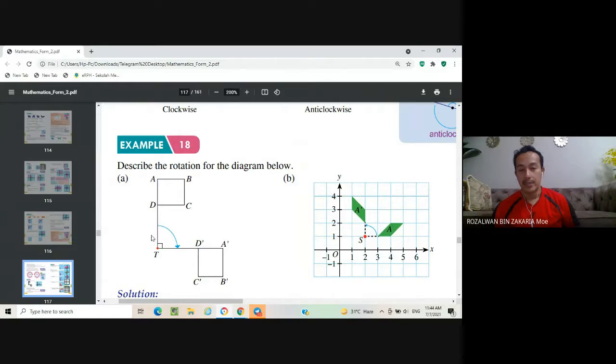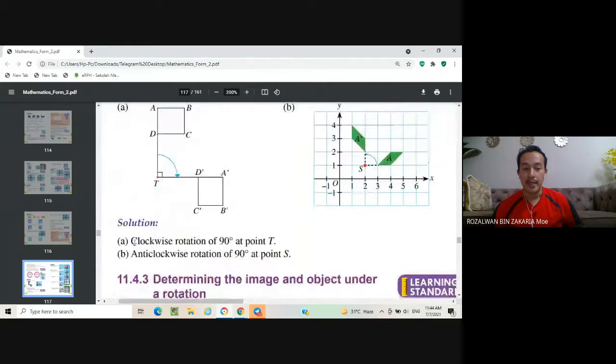After the rotation, it becomes A prime, B prime, C prime, and D prime. So to describe this one, it is a rotation at the center T at the angle 90 degrees clockwise. You can describe it as a clockwise rotation of 90 degrees. 90 degrees is the angle of the rotation at point T.